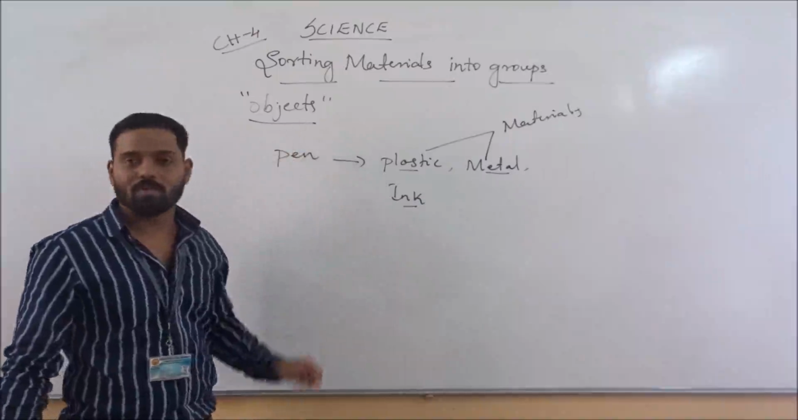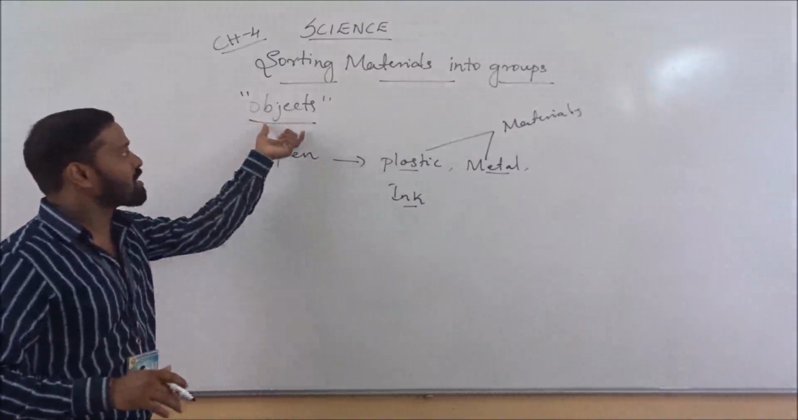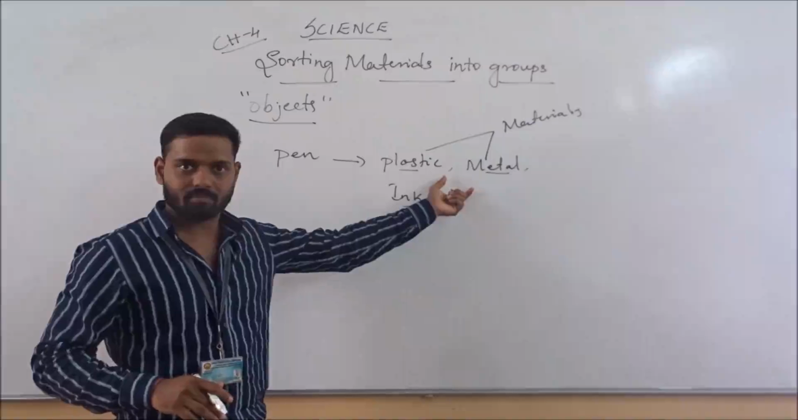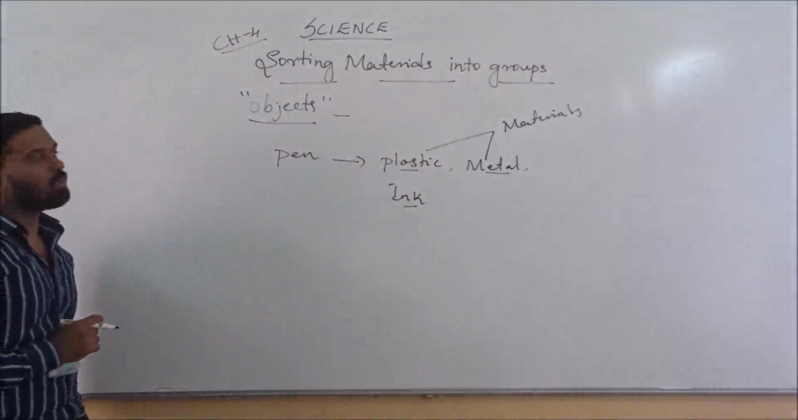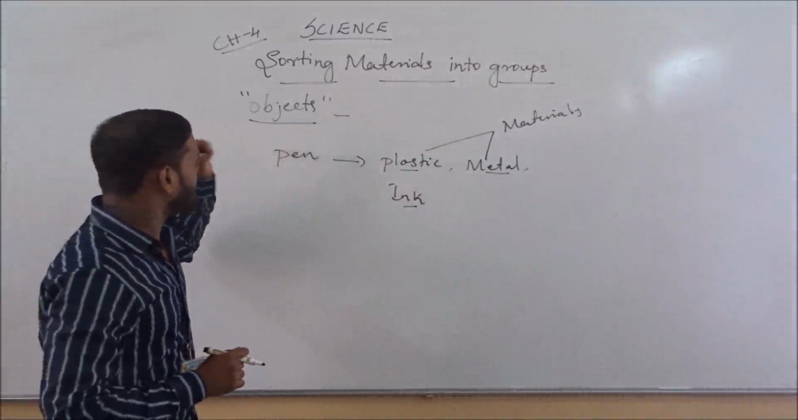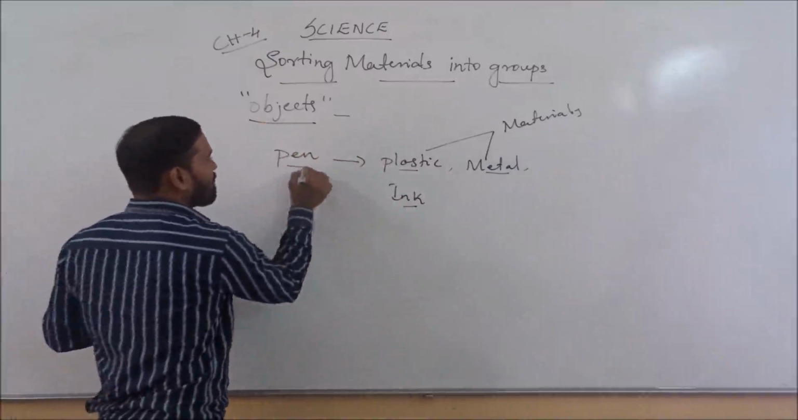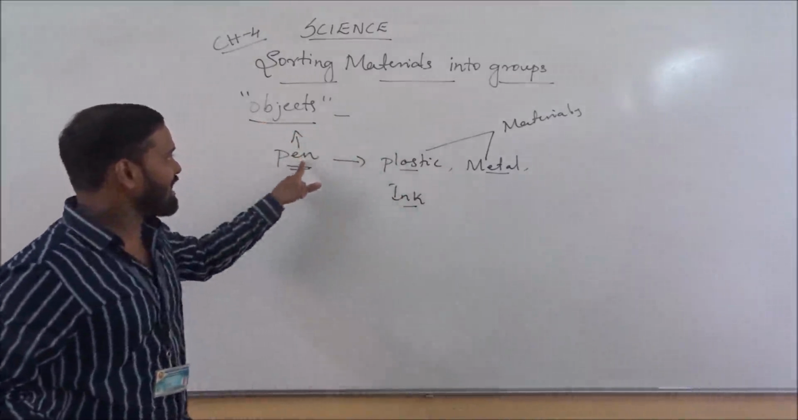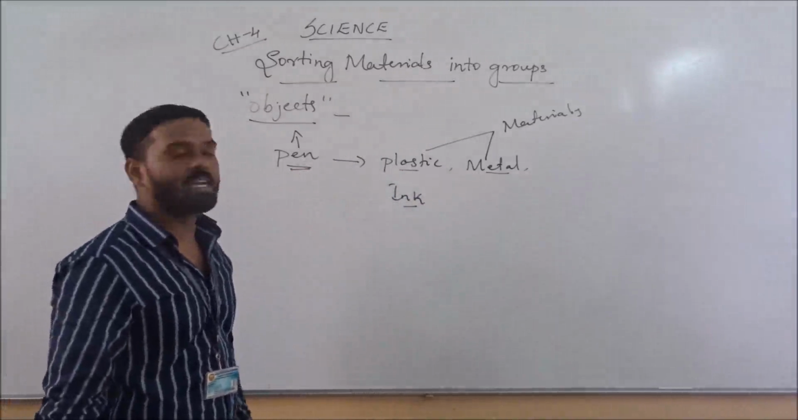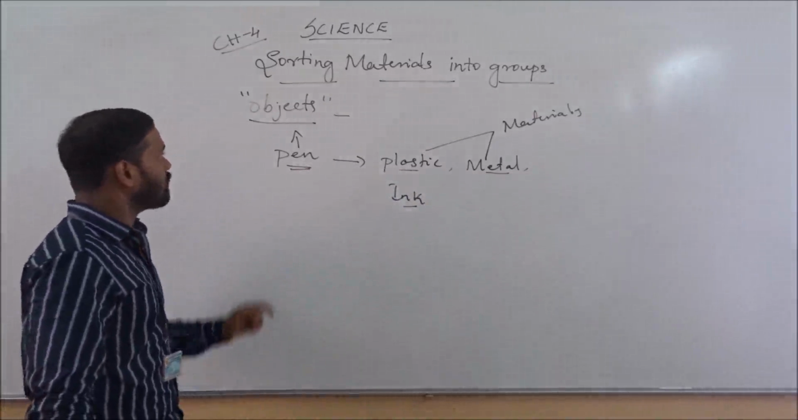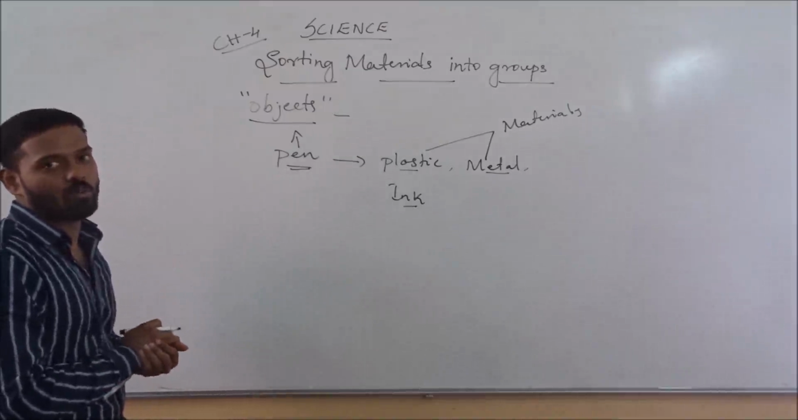So how can we define objects? To make an object we require materials. Objects are things for which materials are necessary. I call the pen an object because it is made up of plastic, metal and ink. So if you are using materials and preparing something, we can call it an object.